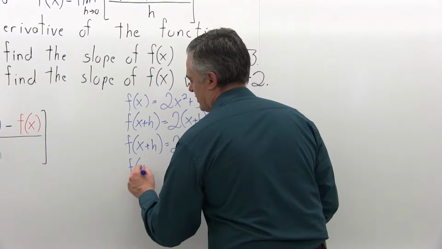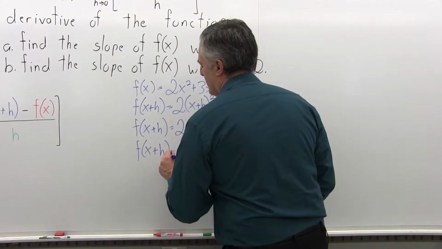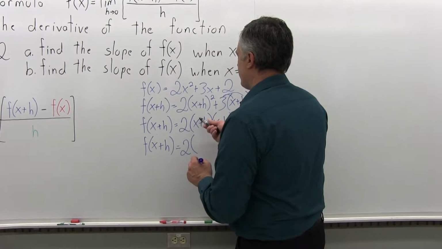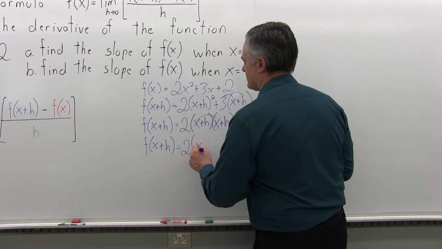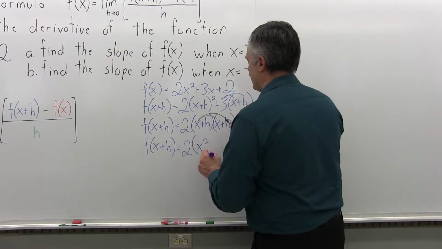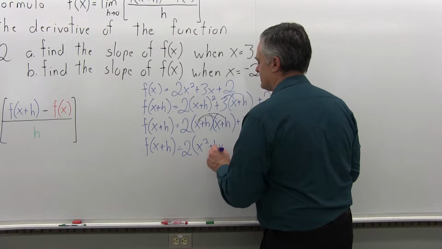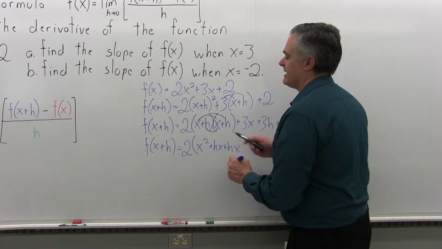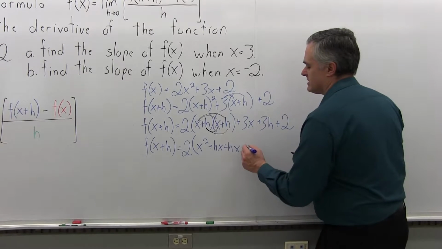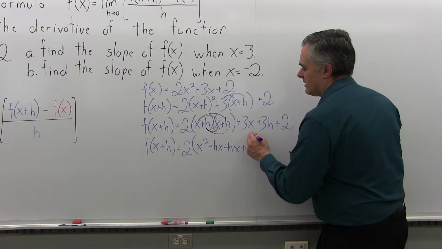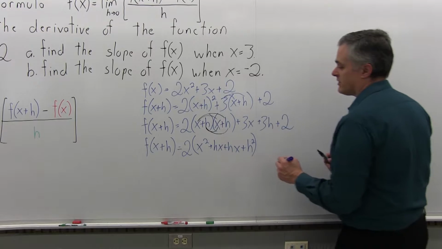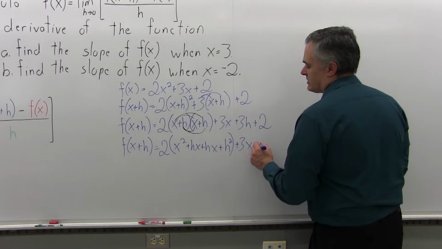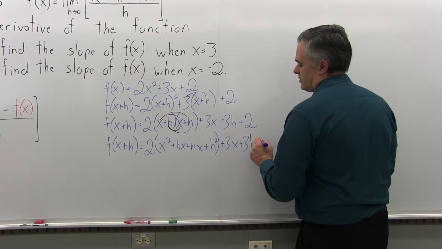So f of x plus h equals, there's going to be a 2 in front of the answer for the FOIL. So now I have x times x is x second power. X times h is hx. H times x is hx. And then h times h is h second power. And I'll close the parentheses because, again, there's a 2 in front of that. And the 3x, I can just keep. The 3h, just keep that. The 2, just keep that.